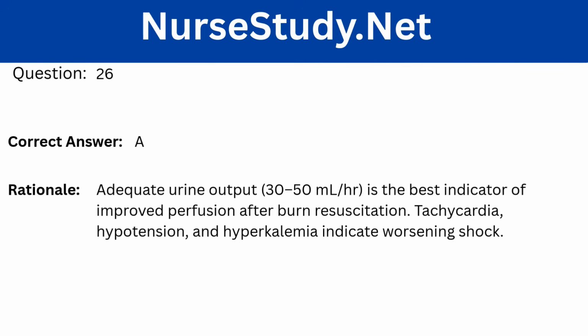Correct answer: A. Rationale: Adequate urine output, 30 to 50 milliliters per hour, is the best indicator of improved perfusion following burn resuscitation. Tachycardia, low blood pressure, and hyperkalemia indicate worsening shock.